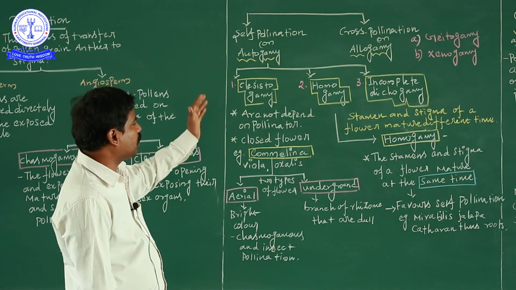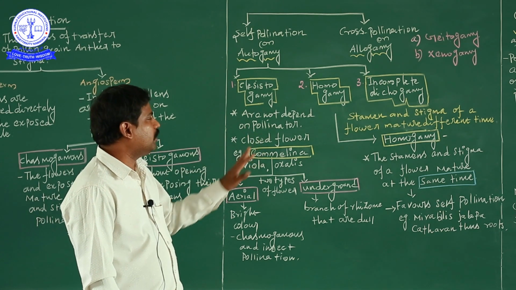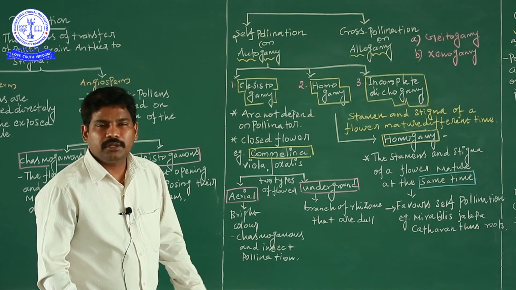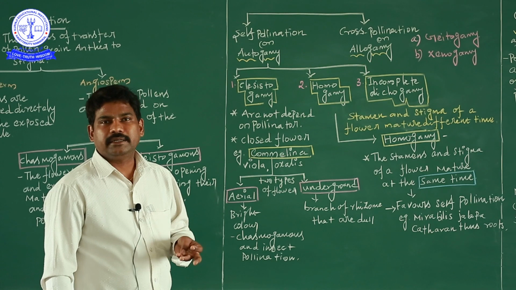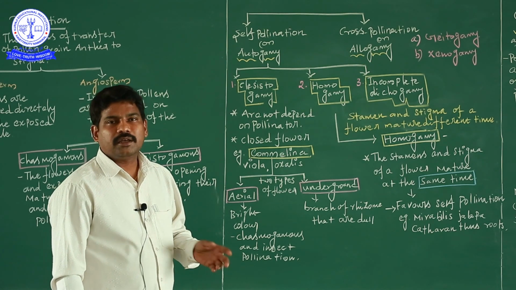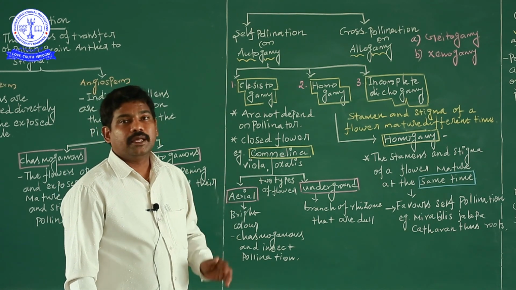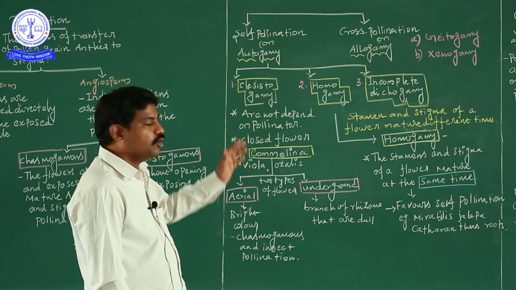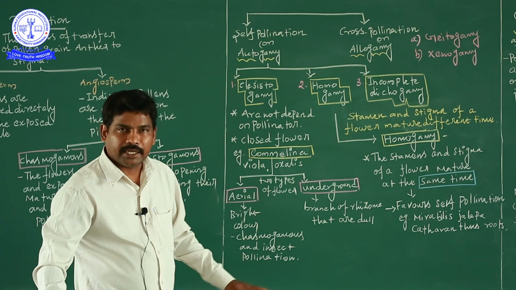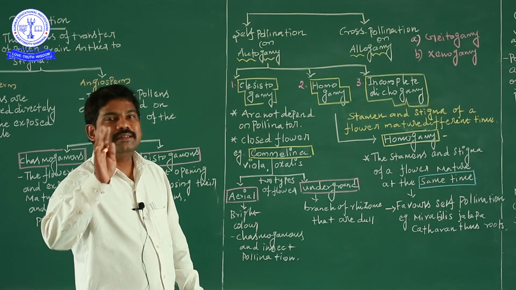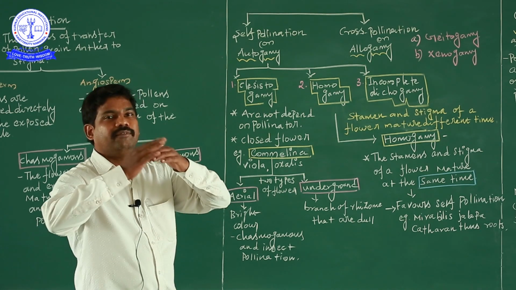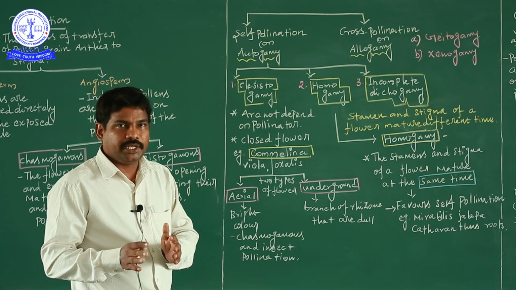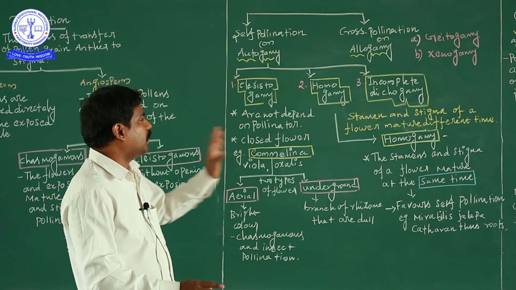First one, cleistogamous flowers do not depend on the pollinator. What is called the pollinator? Any species in nature, for example ants, honey bees, birds, is called a pollinator. But cleistogamous flowers do not depend upon the pollinator. They are only involved in self pollination. What is the reason? The flowers never open, so only self pollination is possible.